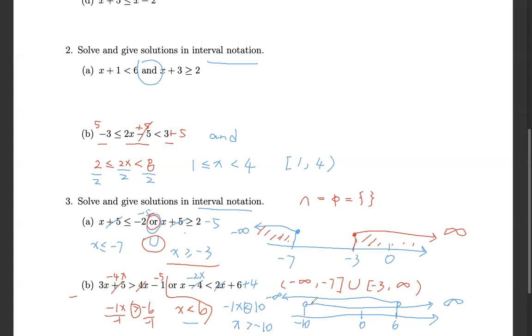If we were looking for intersection, we would see that it goes from -10 to 6, right? Not including -10, not including 6. But looking for or, we unite. If we unite those two sets of solutions, we see that's all real numbers. So for this one, it is negative infinity up to positive infinity. Okay, all real numbers.